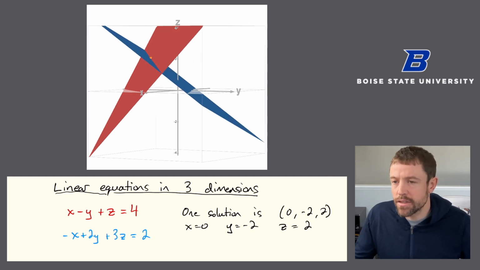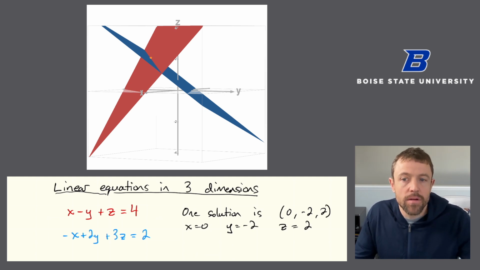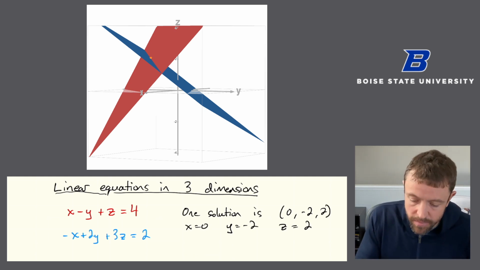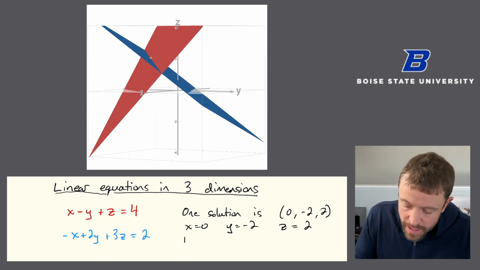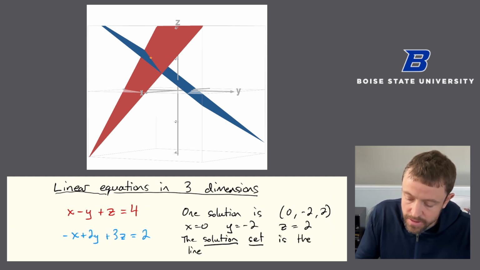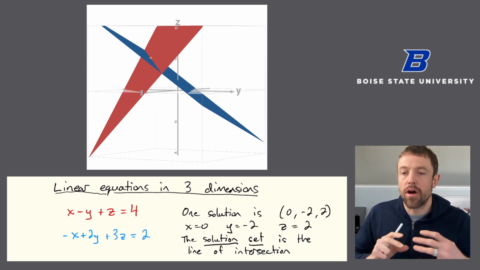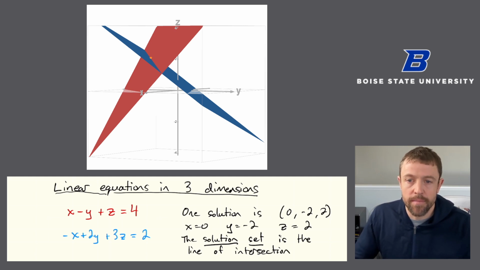But here we have this additional thing we can notice, which is that when you intersect 2 planes, they intersect in a line. And so there are actually more solutions to this linear system. So the solution set, which is the set of all possible solutions, is the line of intersection. That line where the 2 graphs intersect tells us all of the solutions to this linear system.